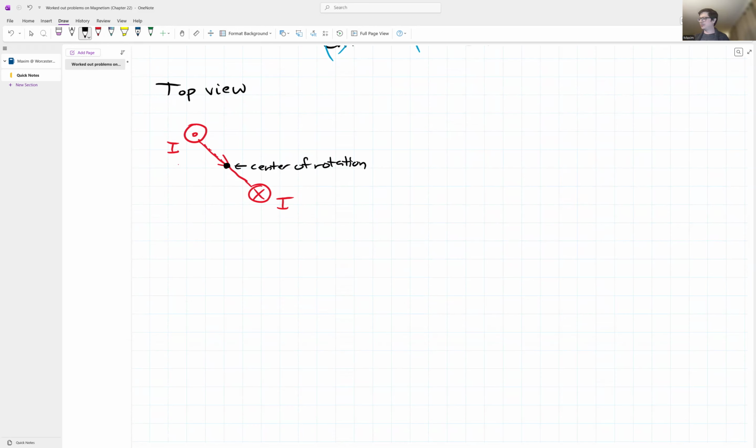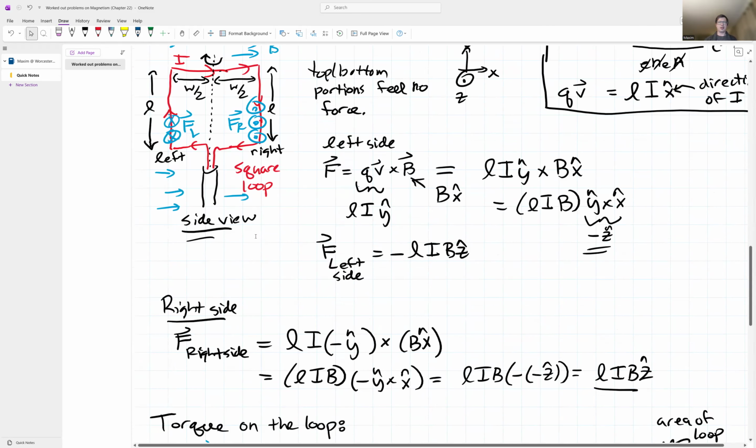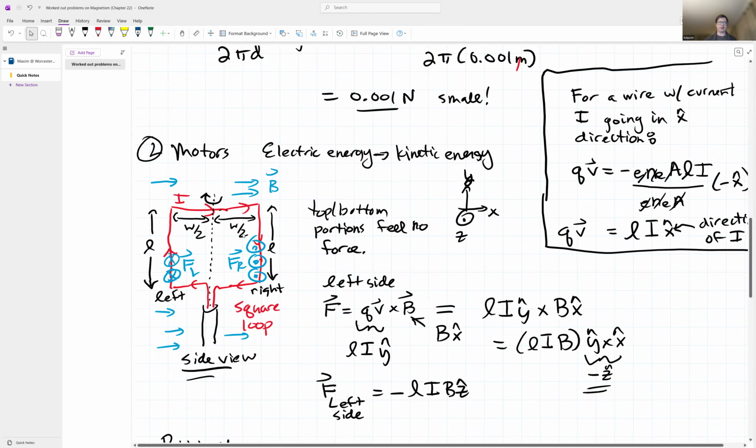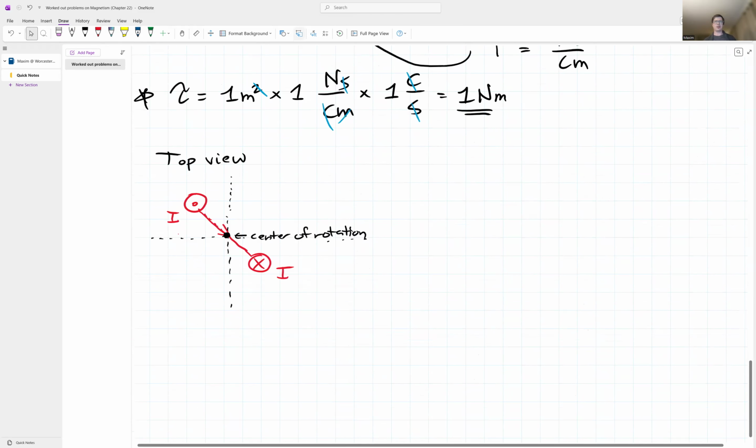And so that's what we get. So that's the top view. Let's set things up again. So if we're looking from the top, the B field, we look from the top, the B field is still going to the right. So we still have B field this way.